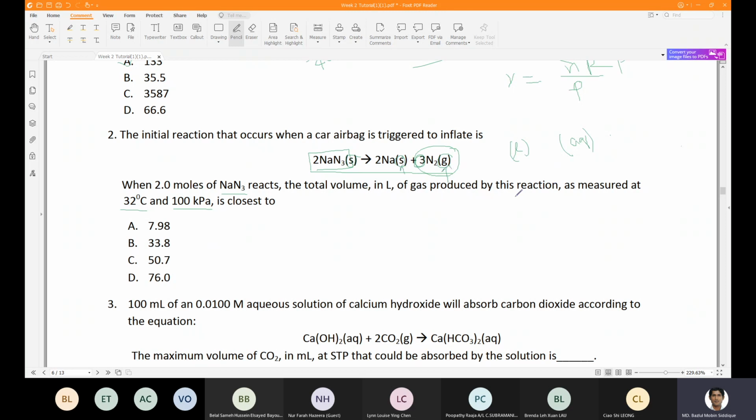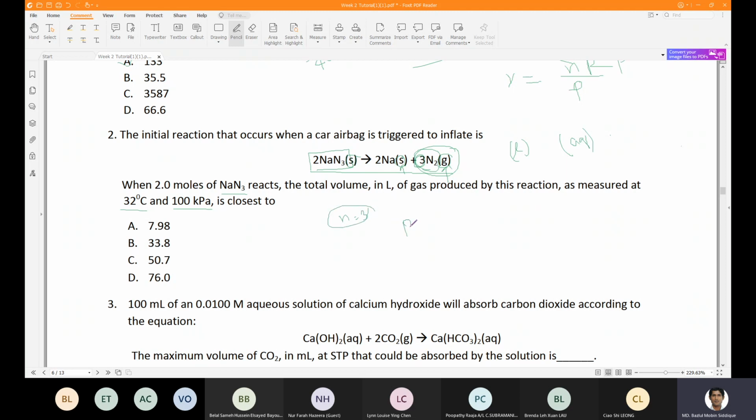This question is asking how many liters of gas will be produced. So that directly refers to the nitrogen, not sodium, because sodium is solid and nitrogen is gas. Again, the same ratio, 2:3. So if 3 moles of nitrogen gas is produced, right? 3 moles of nitrogen gas is produced, so n equals 3 moles of nitrogen gas.